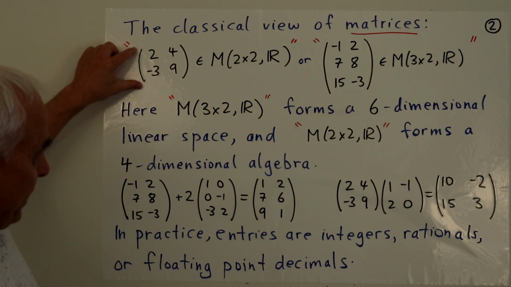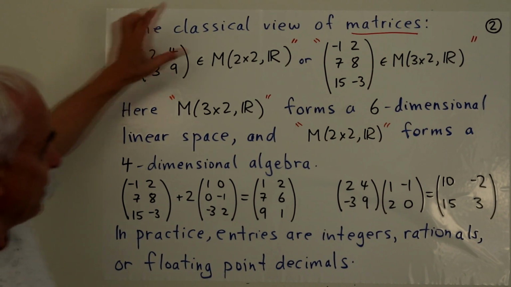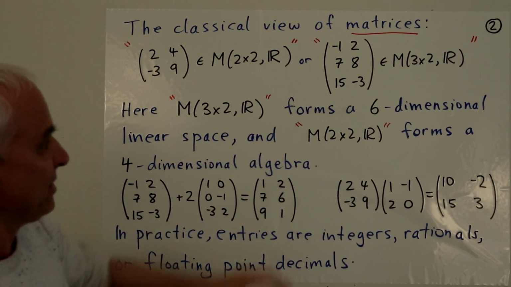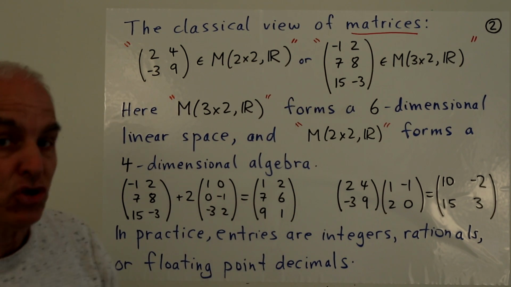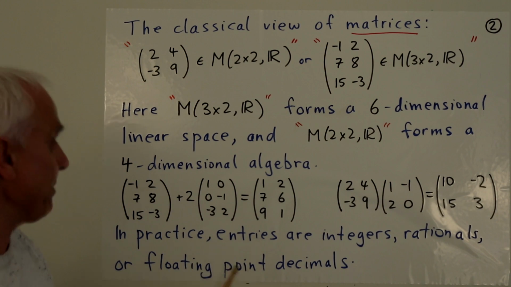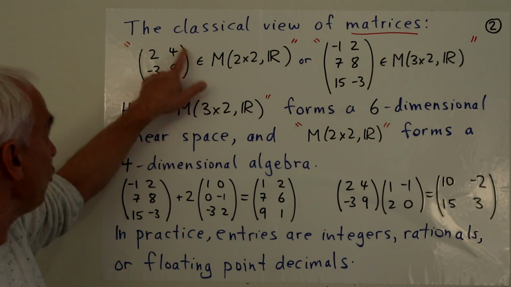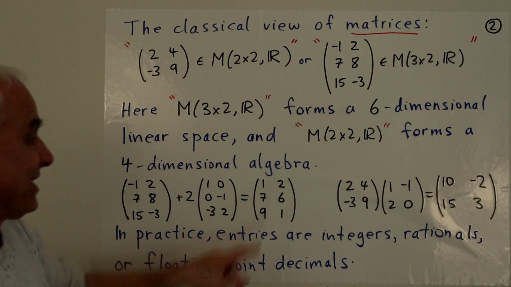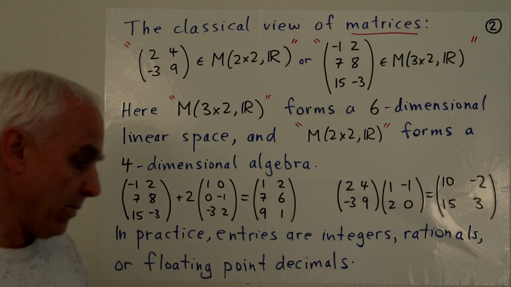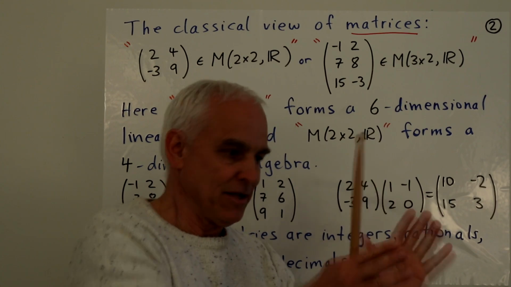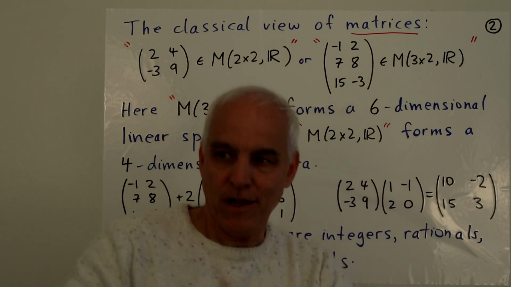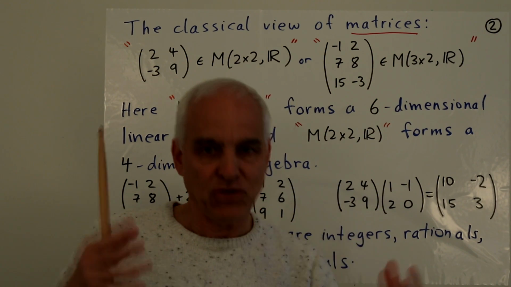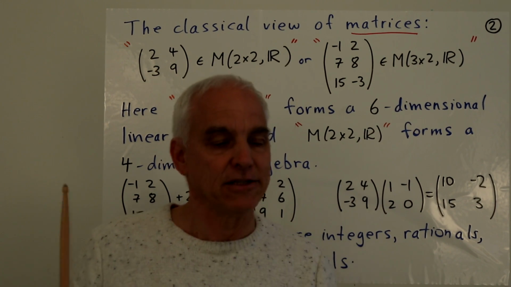So in the standard treatment, we look at something like this. It's a 6-dimensional linear space. The space of all 3x2 matrices forms a 6-dimensional linear space, while this 2x2 space of matrices forms a 4-dimensional space, which is also an algebra. So again, we have this idea of separate domains, the 3x2 matrices over here, the 2x2 matrices over here, and so on. Now there is a bit of interaction, but it's very selective.